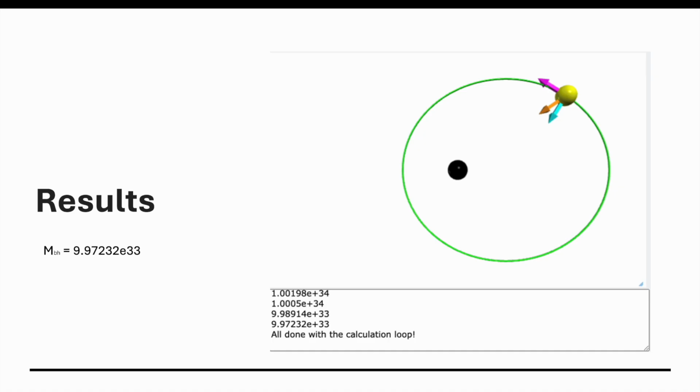From the simulation, the calculated mass of the black hole was approximately 9.97e33 kilograms. The results were consistent across the orbit, with only minor fluctuations caused by numerical approximations. Overall, the star's trajectory remained stable and elliptical, matching what we would expect from orbital motion under gravity.